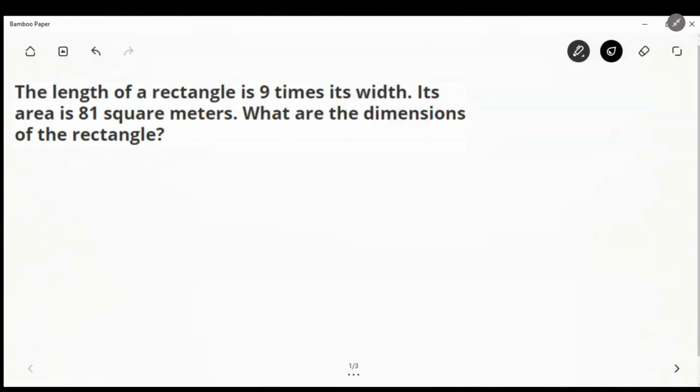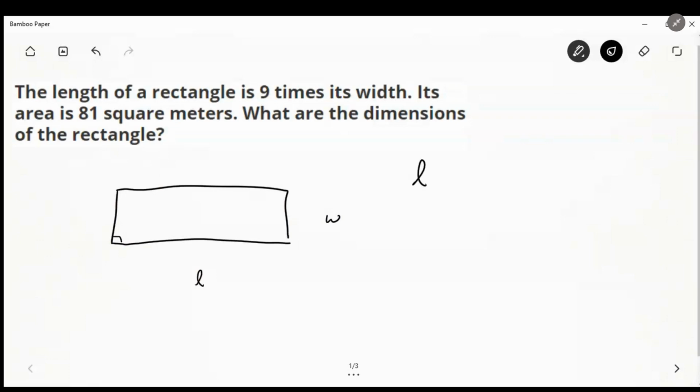Okay, let's take a look at this problem. So we've got the length of a rectangle is 9 times its width. So the first thing I want to do is just draw out a rectangle here. So let's say length, and we got width. And it's saying that the length is 9 times its width.